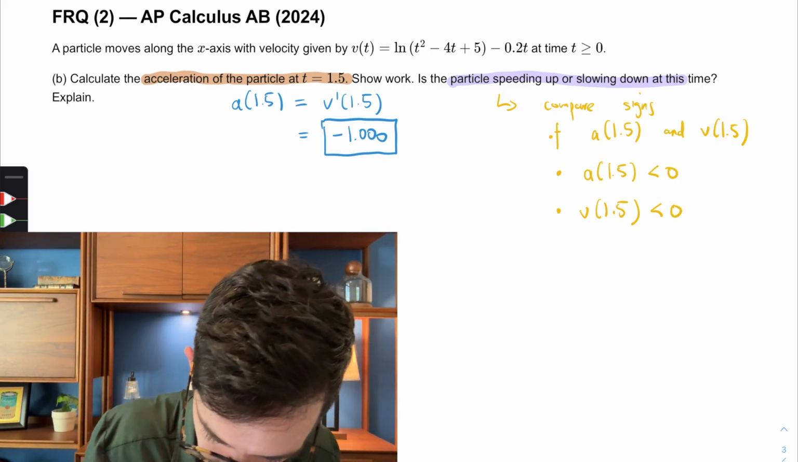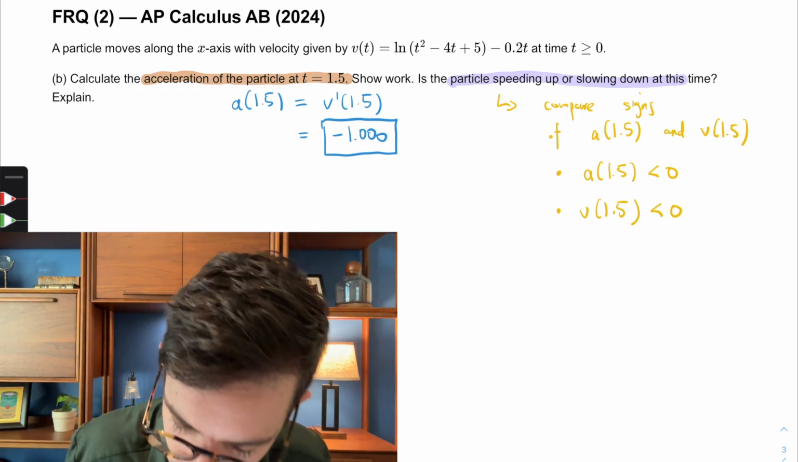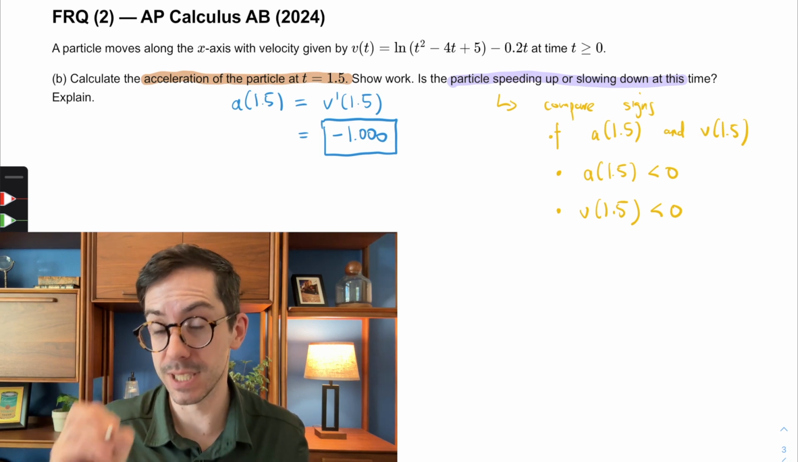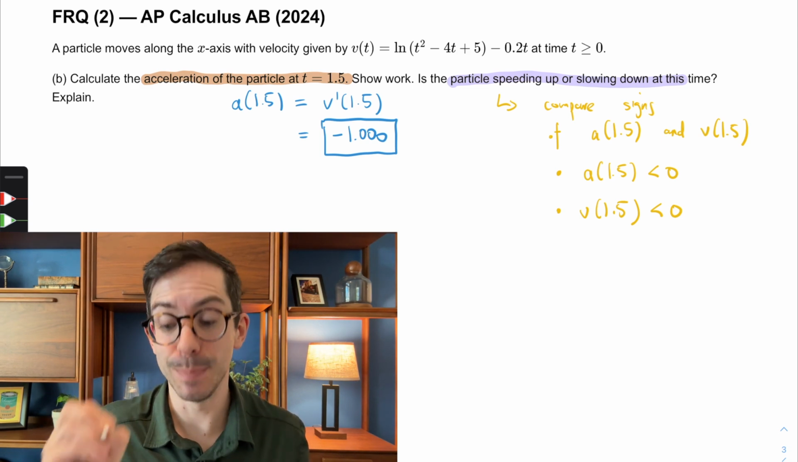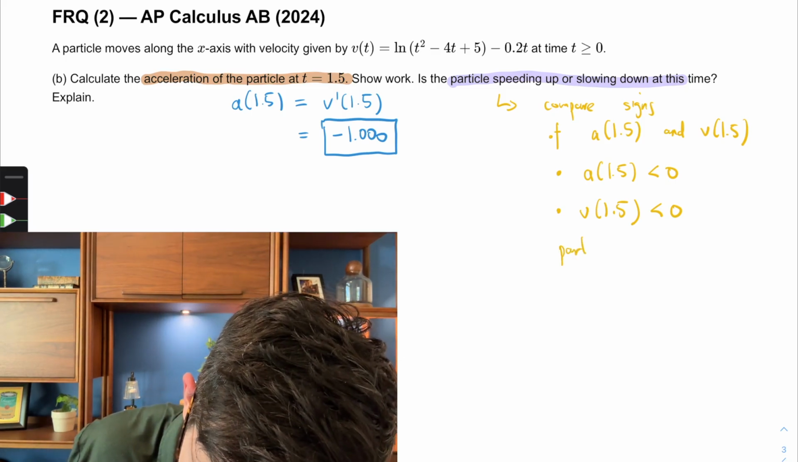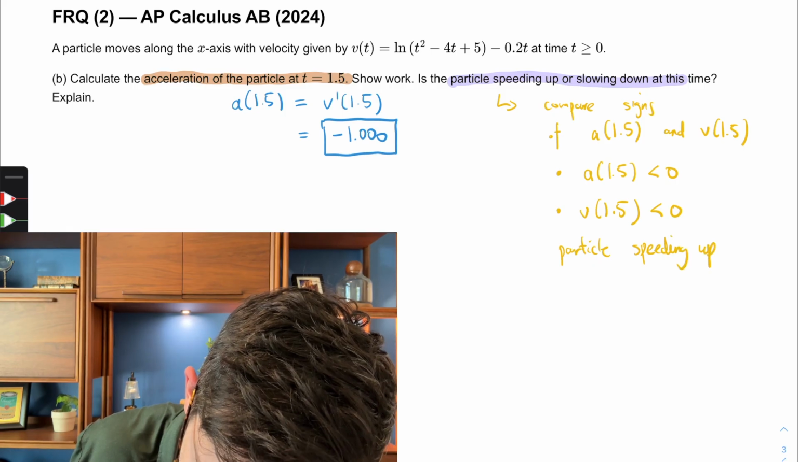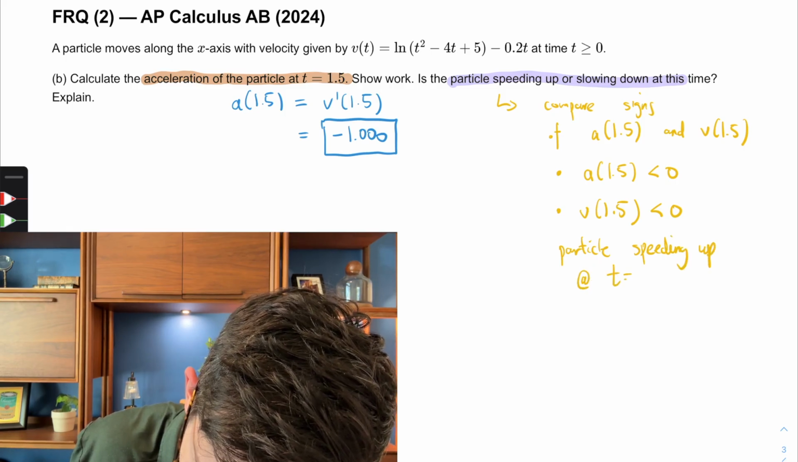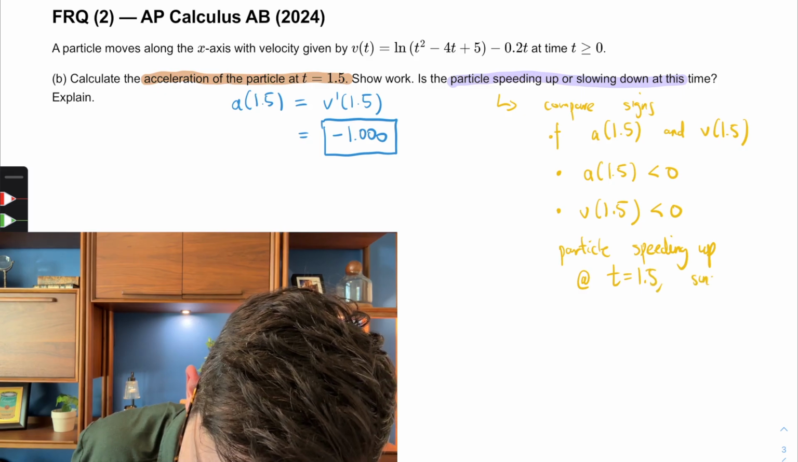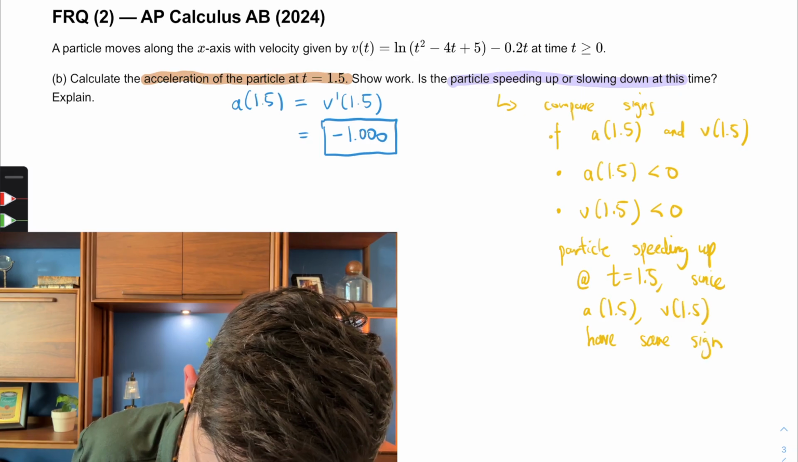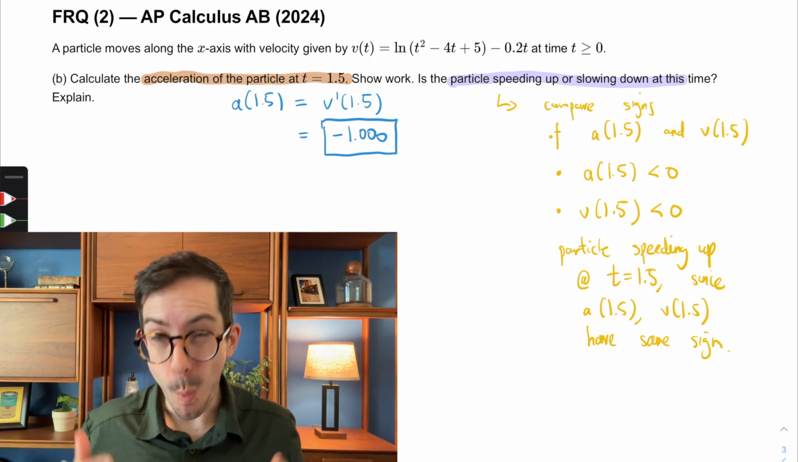So let's put our answer and our reason. Because the acceleration and velocity have the same sign, the particle is speeding up. So the particle is speeding up at t equals 1.5 since a of 1.5 and v of 1.5 have the same sign. Why is this the case?